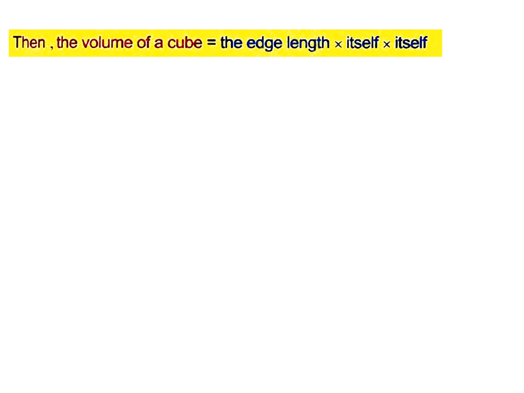Secondly, we will talk about the volume of the cube. As we know, the volume of the cuboid equals length times width times height. In the cube it is different because the length, width and height are equal. This means side times side times side, the edge length, which is called S, times itself times itself. Again, the volume of a cube equals S times S times S.